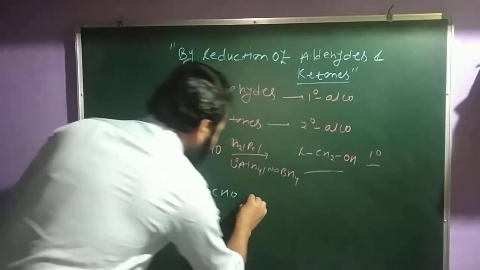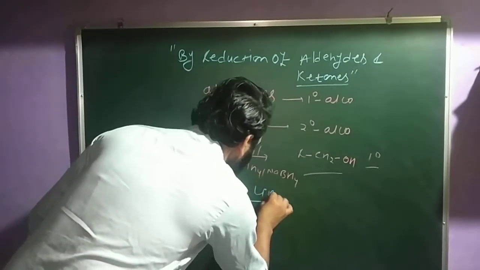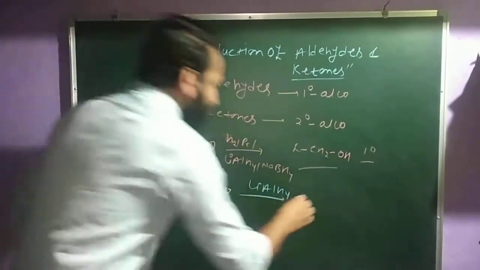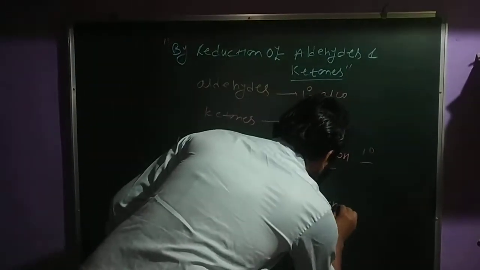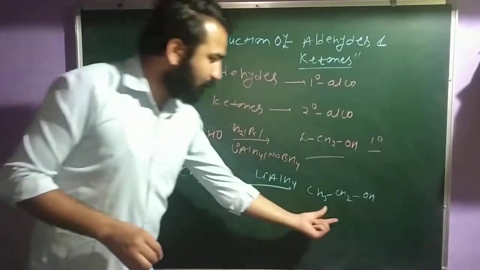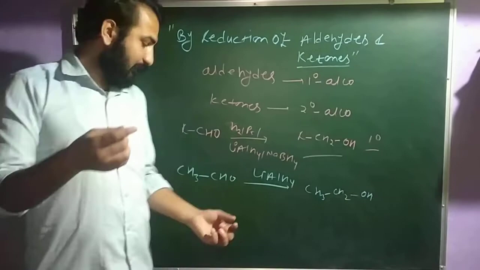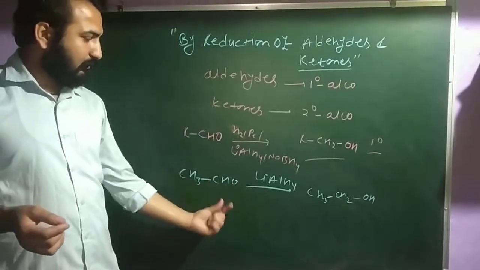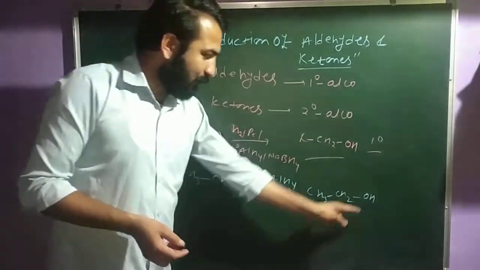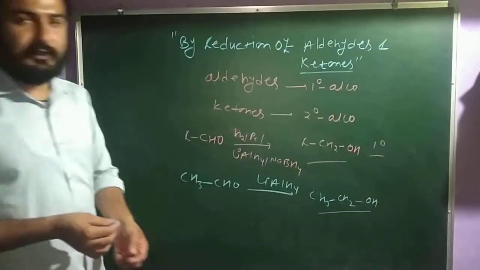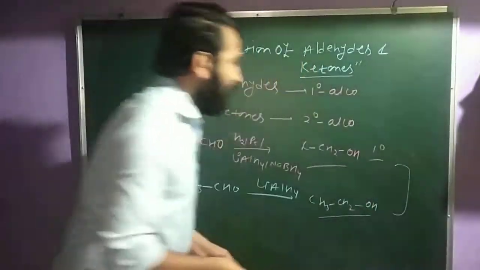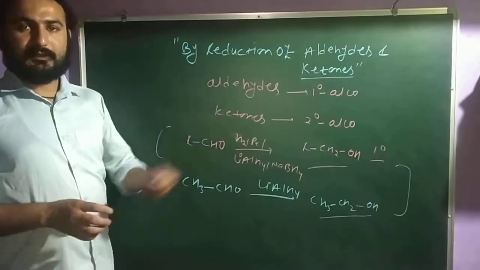Suppose you have a compound CH3CHO. We are doing reduction in the presence of LiAlH4 and the compound is CH3CH2OH. This is your primary alcohol. Clear? RCHO, with LiAlH4 or NaBH4, the product is a primary alcohol. Clear? So this is the easy method to prepare alcohol from the aldehyde.